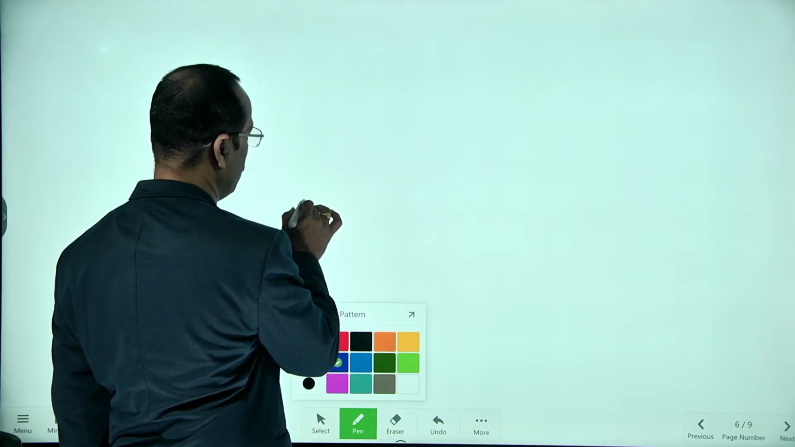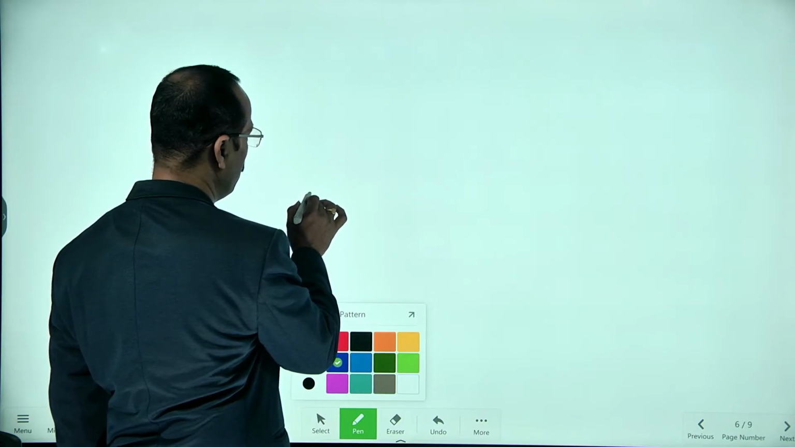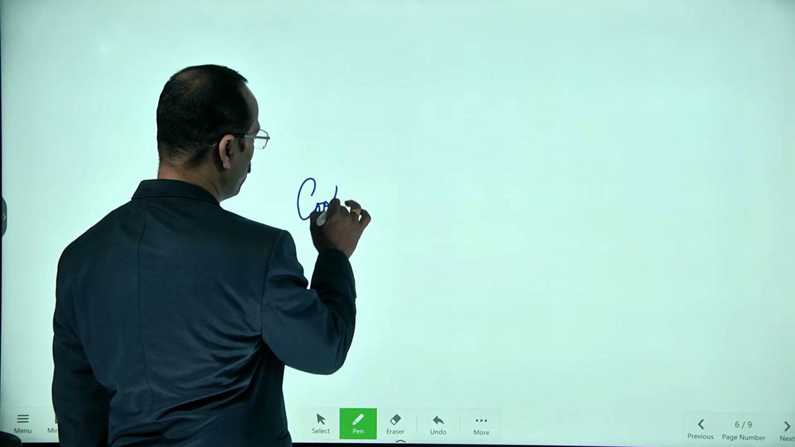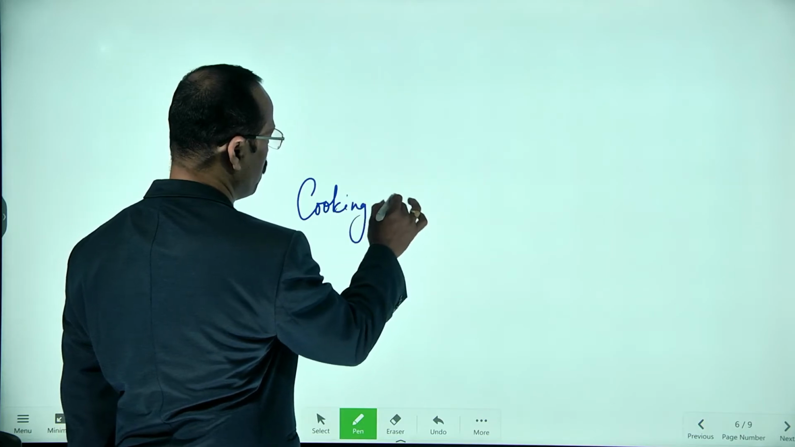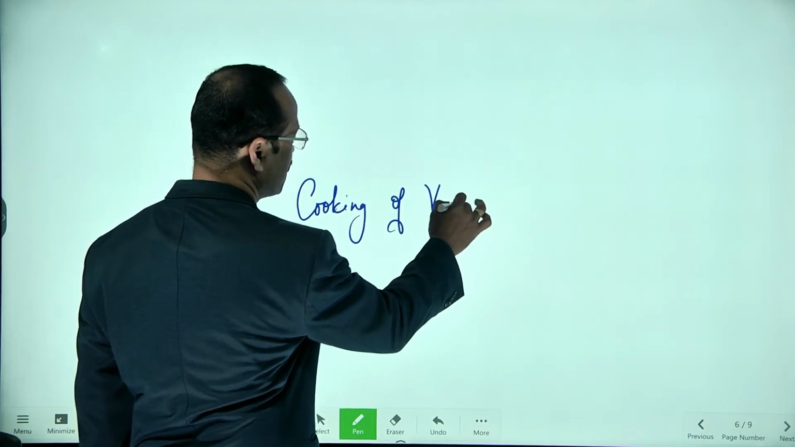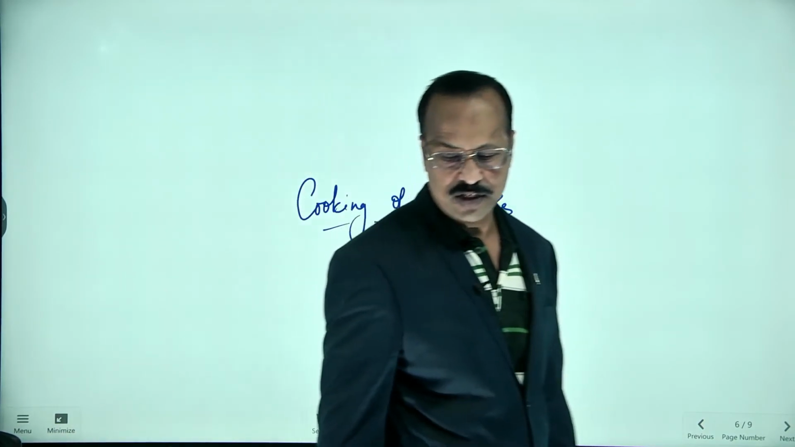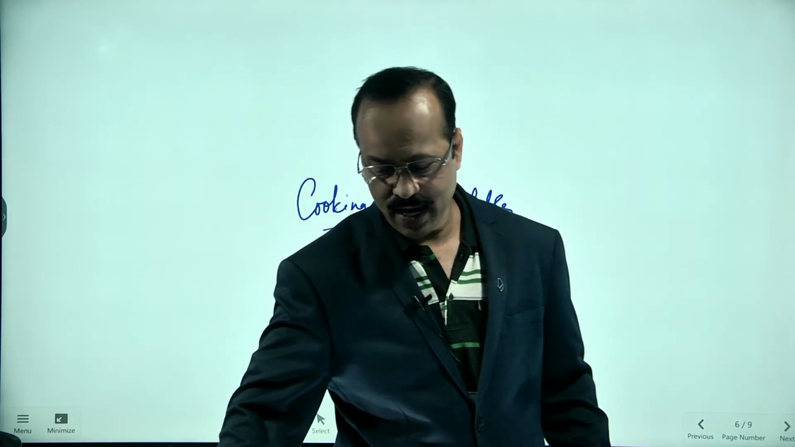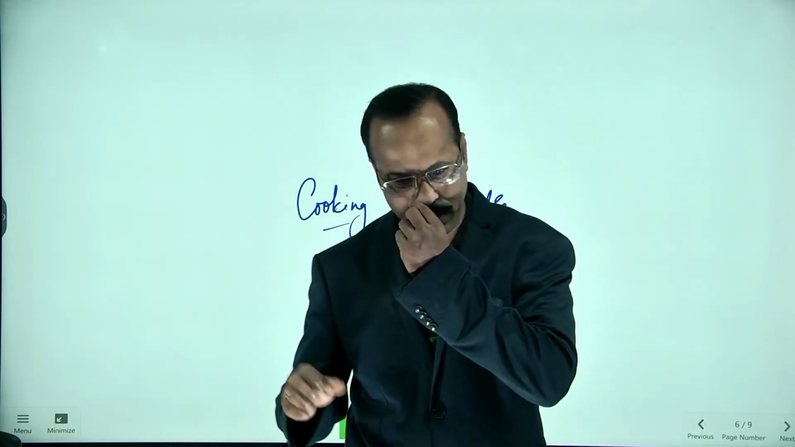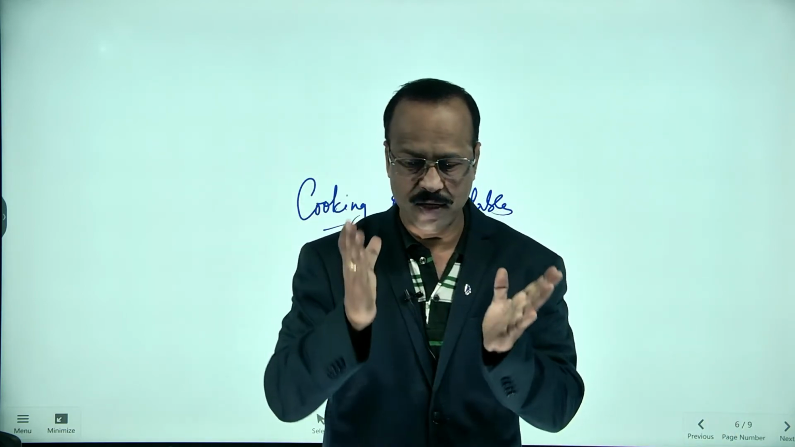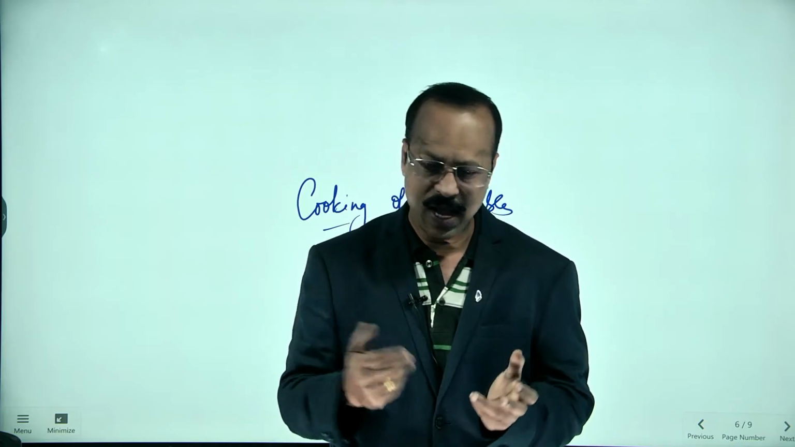Sir, freezing of water into ice, and cooking of vegetables, because all are what? Physical changes. All are what? Physical changes. First one is what? Boiling of water. Again it will be converted, only into vapor. On cooling, the vapor is converted again into liquid.